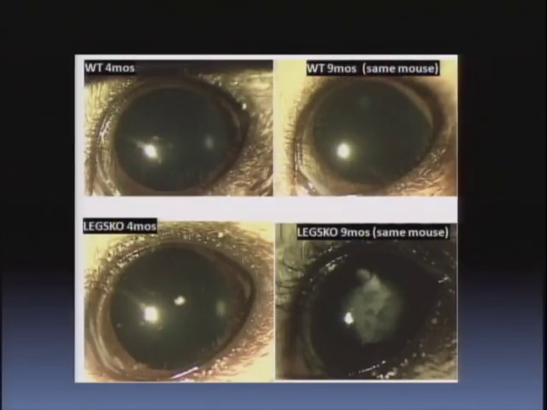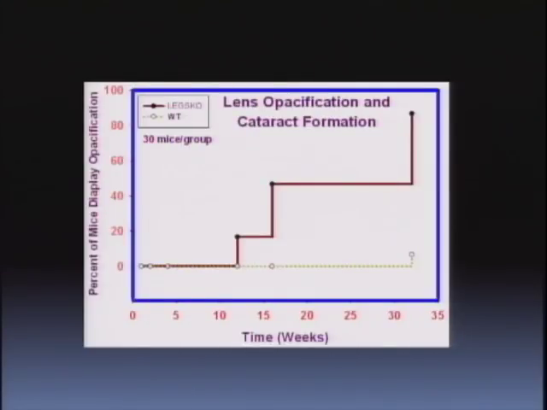This is from the slit lamp: wild type at 1 month, 4 months and 9 months old looks clear. But LEGSKO mice at 9 months show severe nuclear cataract formation. We tracked the cataract formation in terms of age, and we can see the LEGSKO mice accelerate the opacification and cataract formation compared to wild type.